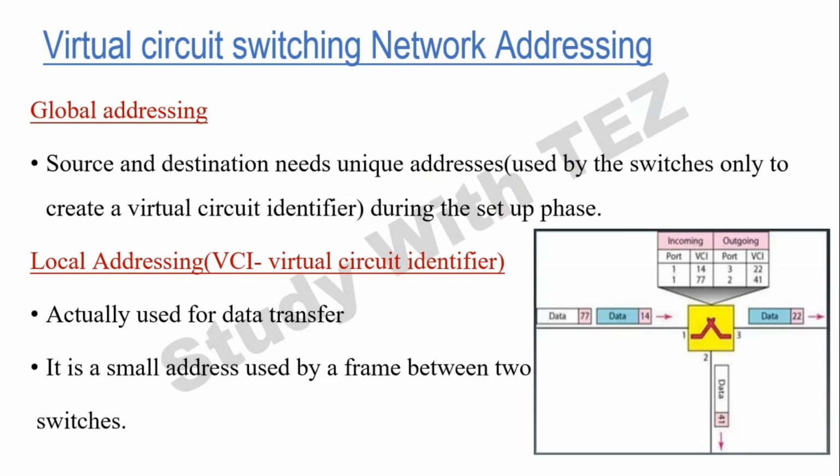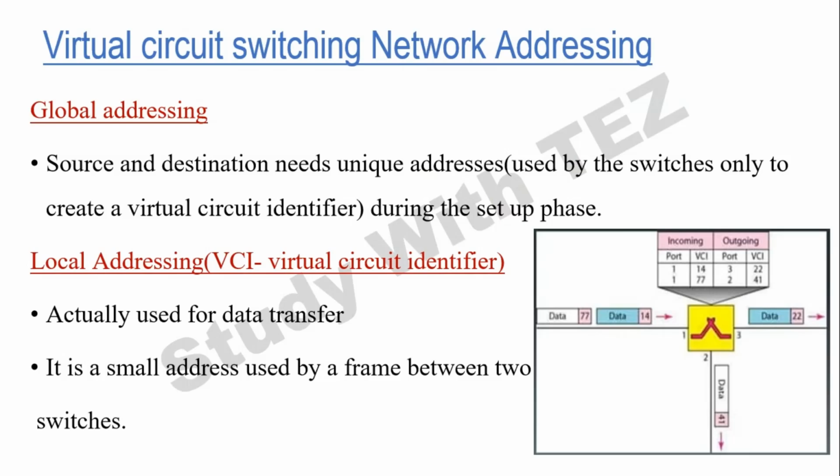So here, two types of addressing we have to look into. One is global addressing and then is local addressing. Initially, before the connection establishment, the source and destination need a unique address that only the switch will use to create the virtual circuit identified during the setup phase. Once the setup phase is done, then VCI, that is virtual circuit identifier, is a local addressing that will be used to transfer the data between any two systems or switches.